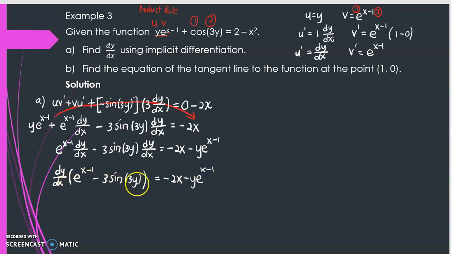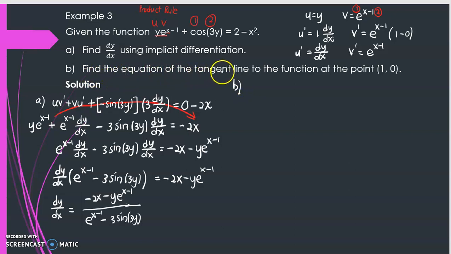So finally, I divide this expression to the right hand side. My dy/dx will be equal to negative 2x minus y e to the power of x minus 1, over e to the power of x minus 1 minus 3 sin 3y. So this is our dy/dx. Next, we move on to question B.